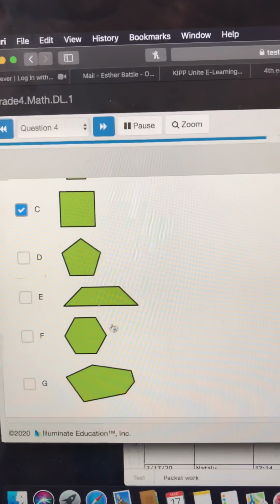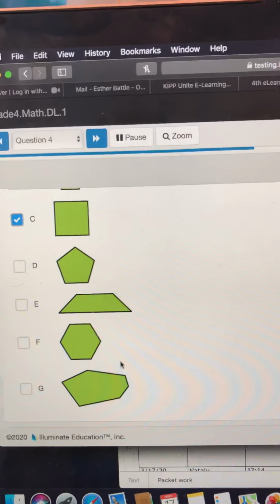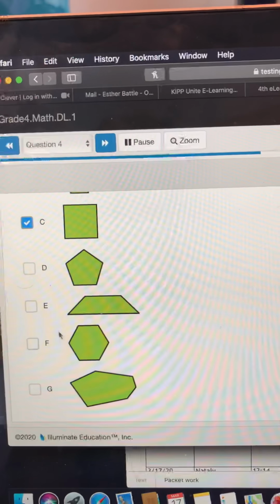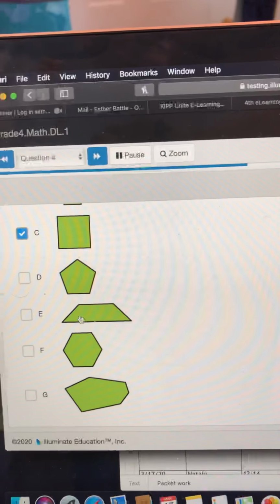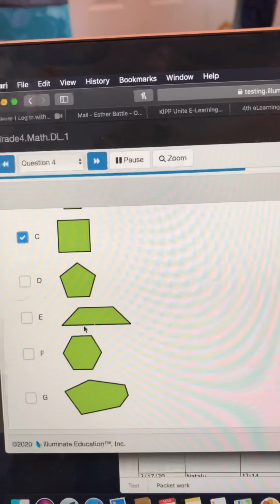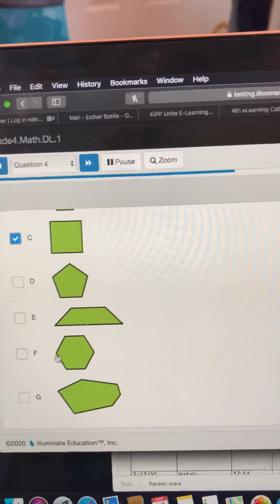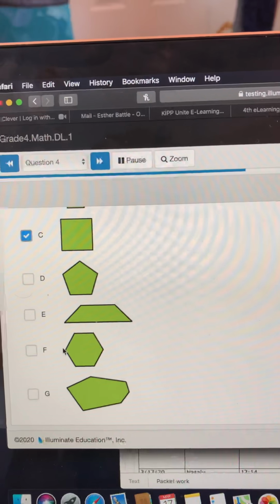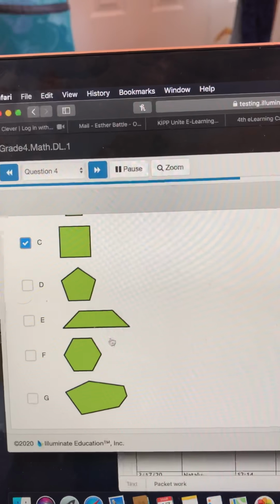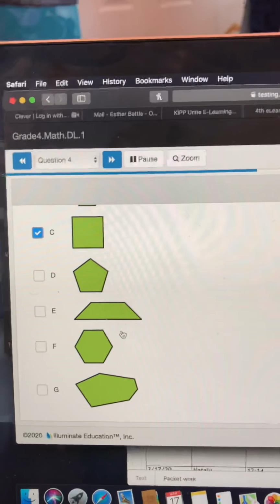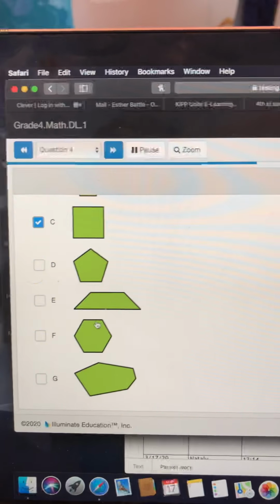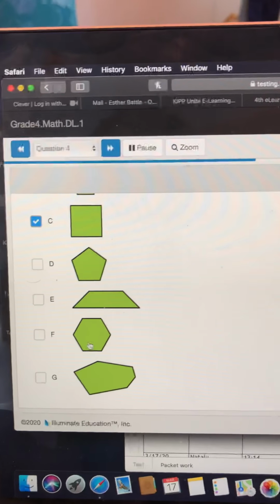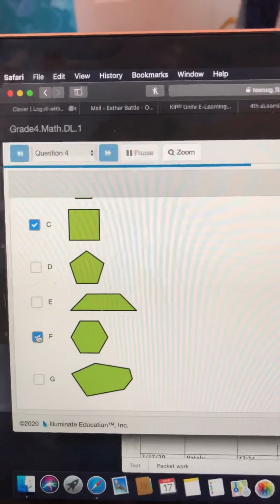So that's parallel. Now let's look over here. Okay, this line here. Let's look across. Same thing. That line's never going to touch this one. It's going to keep going so the exact same distance apart. So that's a parallel. Now this one. Look across. If it kept going and going and going, it's never going to touch, so that is also a parallel line. So F actually has 3 pairs of parallel lines, and we only need 2, so F definitely works.